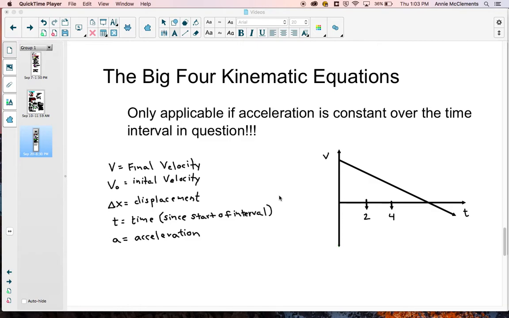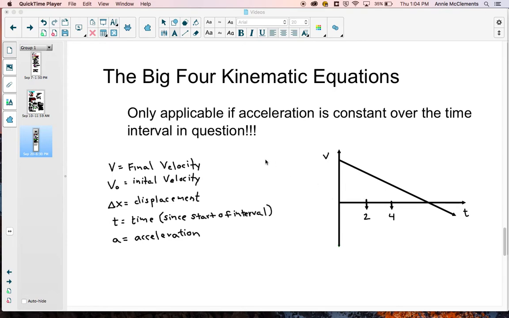So, a little introduction here to the big four kinematic equations. These are the crux of the constant acceleration model. As such, these equations are only applicable if acceleration is constant over the time interval in question. So if the acceleration is changing, you cannot use these equations. Remember that. You need a constant acceleration. That means that the velocity has a linear slope. It's not curved or anything like that. It's not changing.